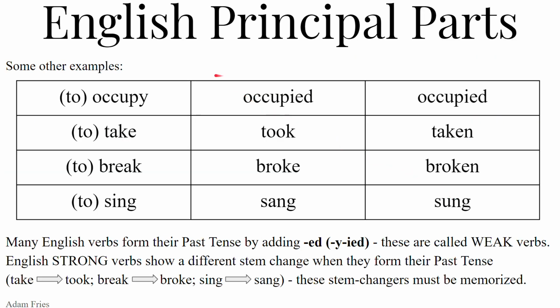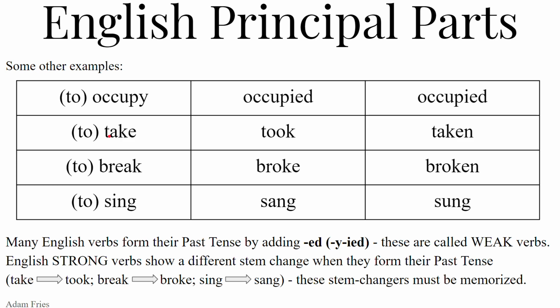Some other examples are occupy. I want to occupy, the present indicative, with the to, the present infinitive. Occupied, so check out that if the verb ends in y in English, it becomes ied in the past tense. Same thing with the past participle, I have occupied. So this is also considered a weak verb because the past tense adds ed, or a y changes to an ied.